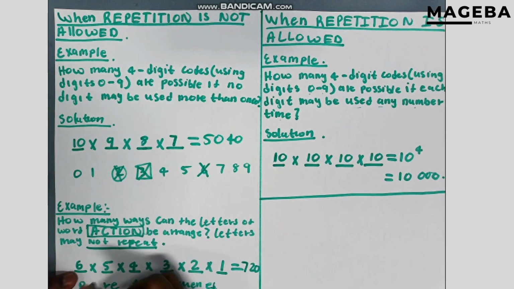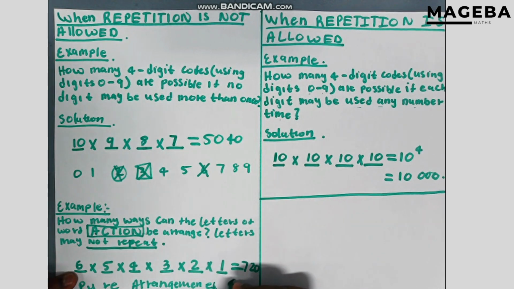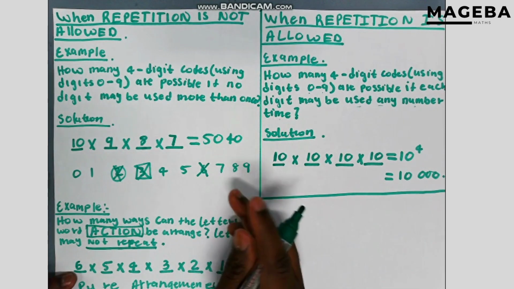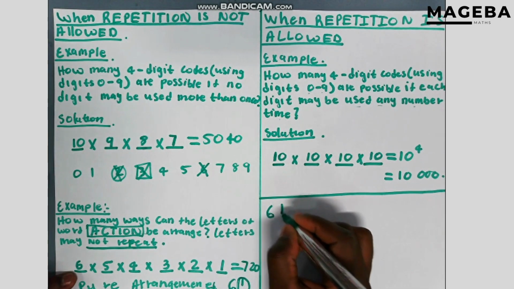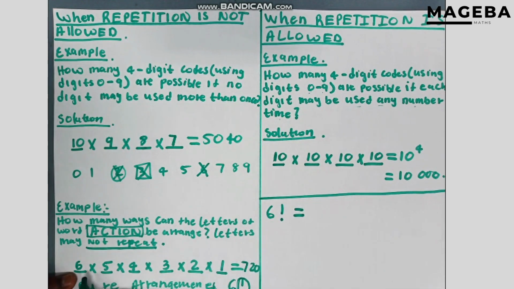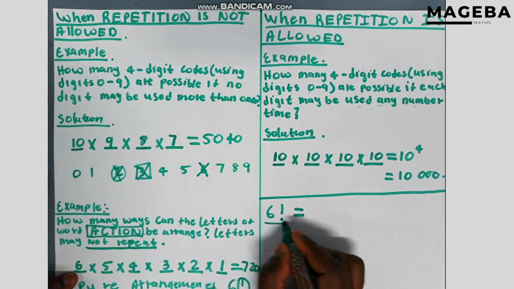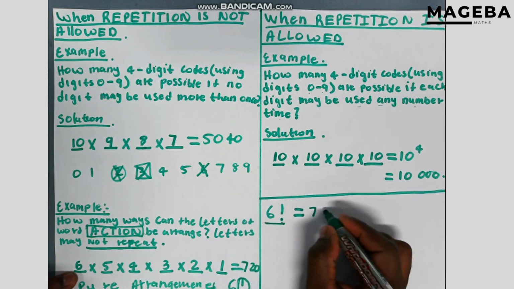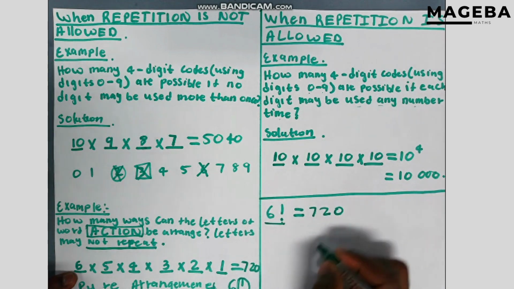If we have a pure arrangement, we can write it as 6 factorial. This symbol, we call it a factorial. Remember, we use 6 factorial if we have a pure arrangement, starting from what we have until you use the last thing that you have there. Then we can write this as 6 factorial, which is equal to 720.